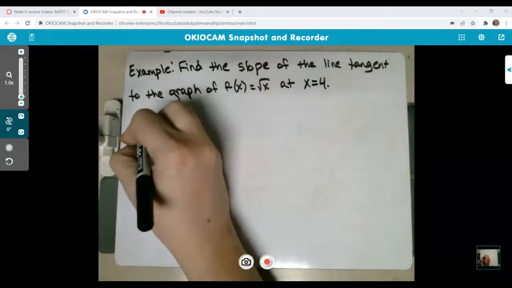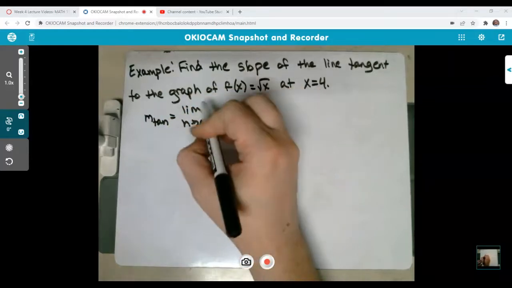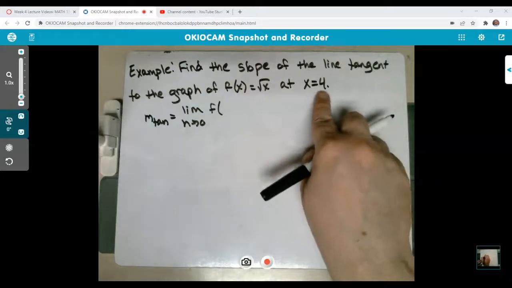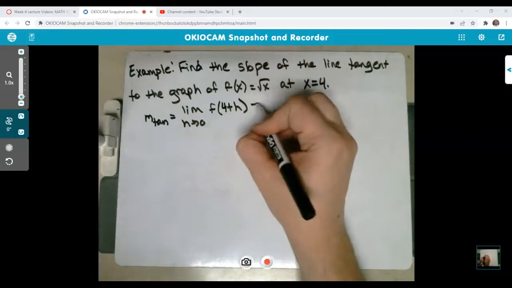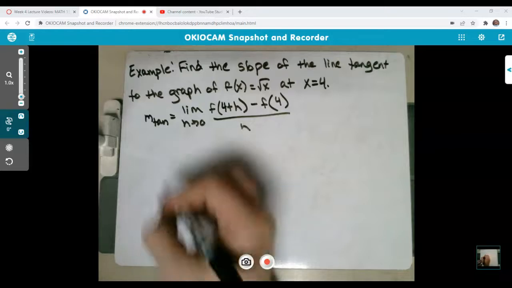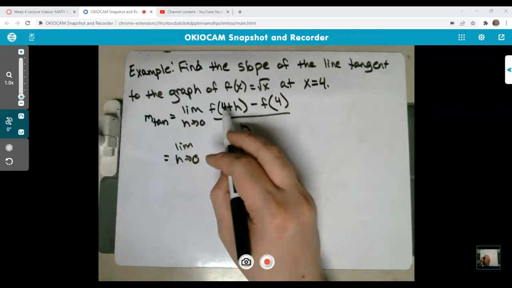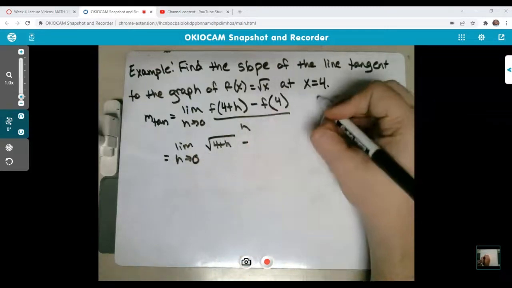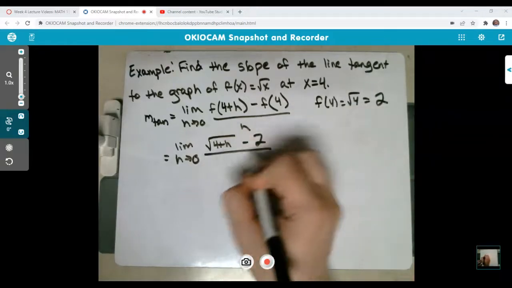All right, so remember to find the slope of a tangent line, that's going to be the limit as h goes to 0 of f of x plus h, so that's going to be 4 plus h for this one, minus f of the x, so f of 4, all over h. Let's figure this out. That's the limit as h goes to 0. F of 4 plus h would be the square root of 4 plus h, minus f of 4. F of 4 is the square root of 4, which is 2. So minus 2 all over h.